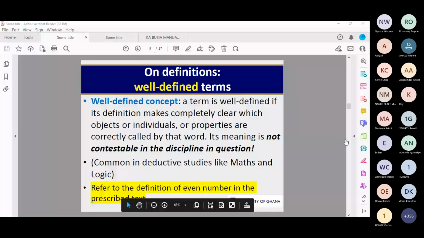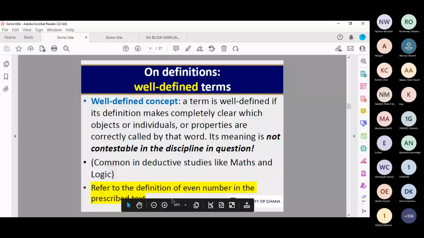Well-defined terms. A well-defined concept. A term is well-defined if its definition makes completely clear which objects or individuals or properties are correctly called by the word. Its meaning is not contestable in the discipline in question. Common in deductive studies like math and logic.